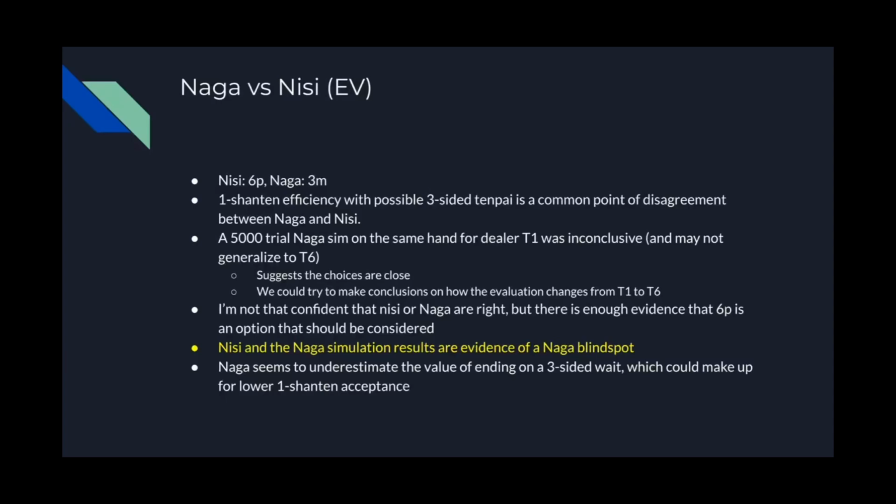I also ran a 5,000 trial Naga simulation on this hand for dealer turn 1, so not exactly the same position. And it did not provide a conclusive result for that simulation. So the simulation thinks all the choices are close. So based on the Naga simulation results from turn 1 and the Nisi results, I would claim that this is a Naga blind spot every time there is a 3-sided tenpai opportunity. And I think it is important to recognize these because it is evidence that Naga is not always considering all the reasonable options. Sometimes it just misses them, like in this case.